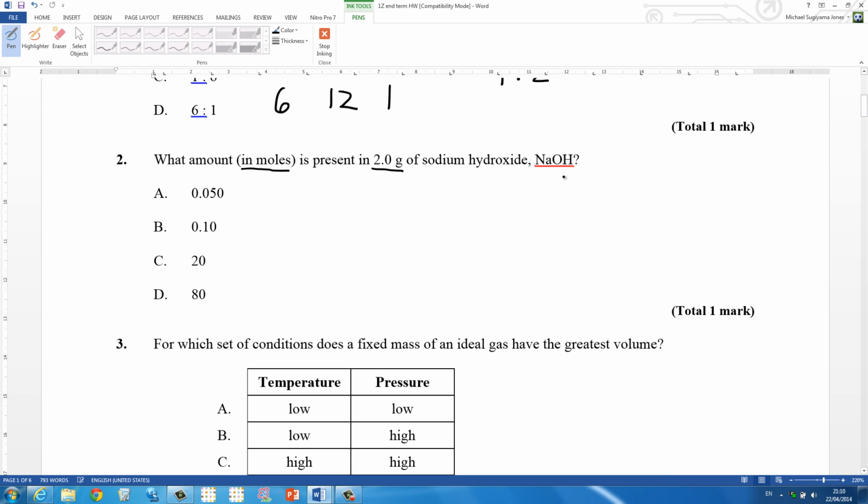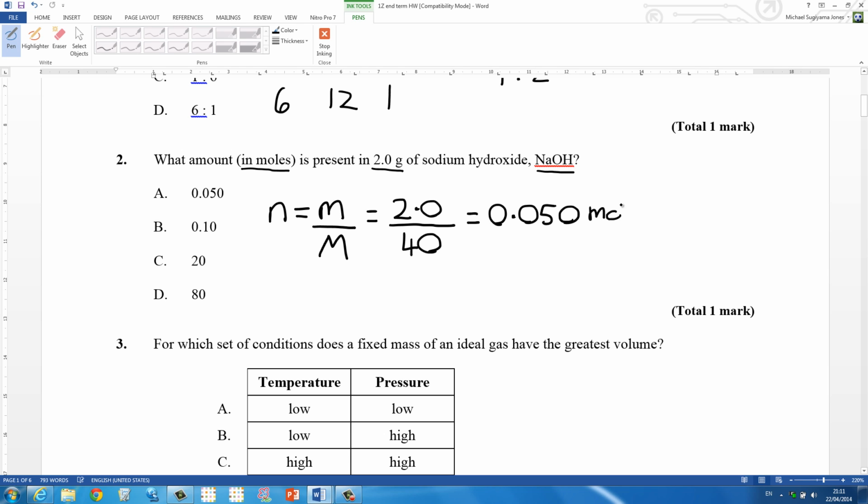You're given mass and you'll have to calculate the molar mass of sodium hydroxide. So we'll use the equation number of moles equals mass over molar mass. Okay, so that's 2.0. And I'm going to use the molar mass just to be 40. Again, I'm using easy numbers because these are multiple choice questions. And you should get 0.050 moles of NaOH. And you will have to be fairly confident at doing these kind of calculations without a calculator. Okay. So the correct answer there is A.